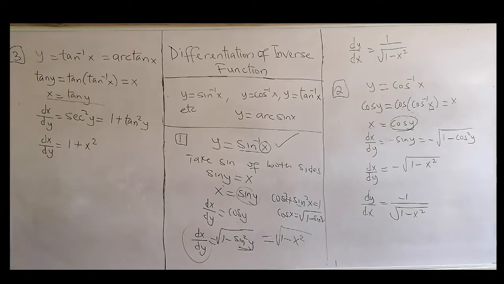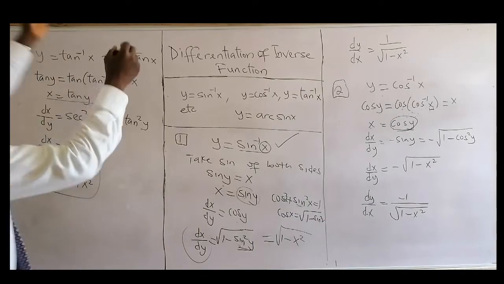Okay? So can you take the inverse of both sides? So dy/dx is equal to 1 over 1 plus x squared. So that's the differential coefficient of the inverse of tangent, arc tan x. The differential coefficient is 1 over 1 plus x squared. So let's see applications of all these.